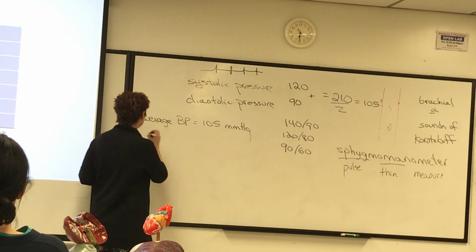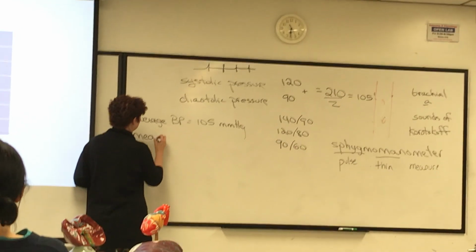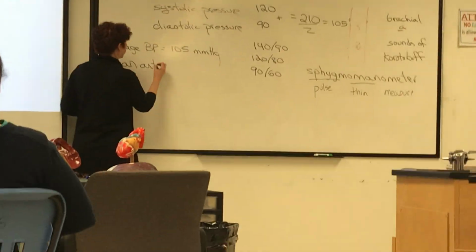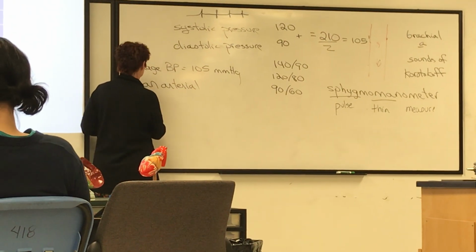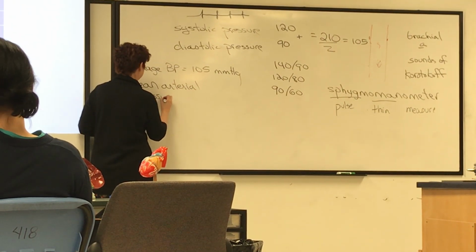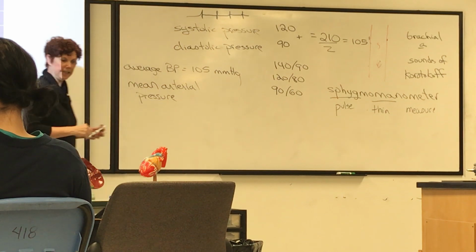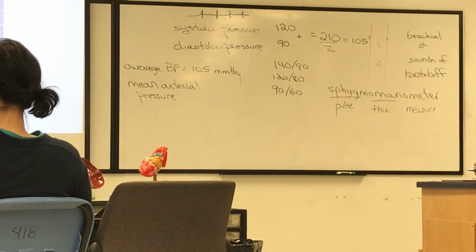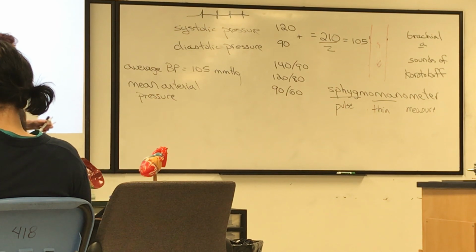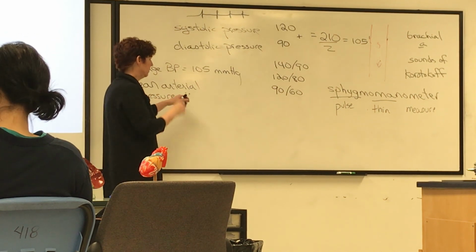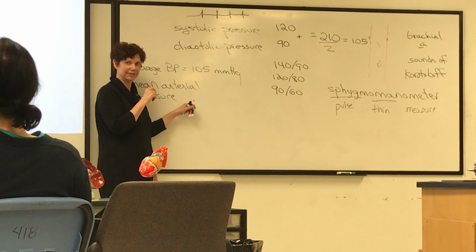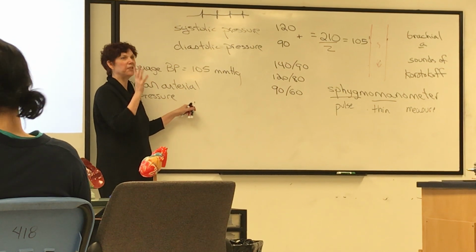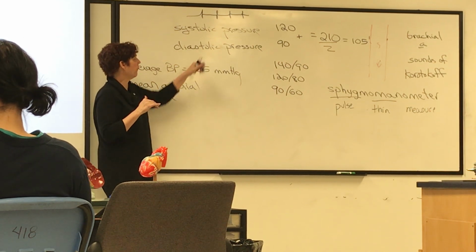So to determine mean arterial pressure, or MAP, we use a formula that's not too difficult. So mean arterial pressure, we take the diastolic pressure and add it to 1/3 of the pulse pressure. Pulse pressure is a weird term, but it's the difference between these two.